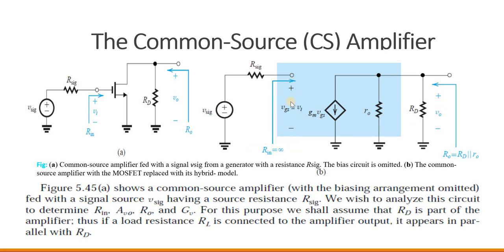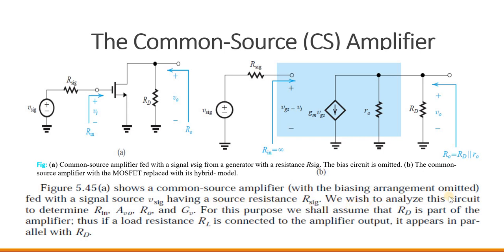That is why they have not shown the symbol of the resistance, because it indicates that R in, the input resistance, is very high, ideally infinite. The first figure, which depicts the common source amplifier with the biasing arrangement, is omitted; the biasing voltages will be there, but they are not shown here. So the common source amplifier is fed with the signal source V signal having a source resistance R signal.